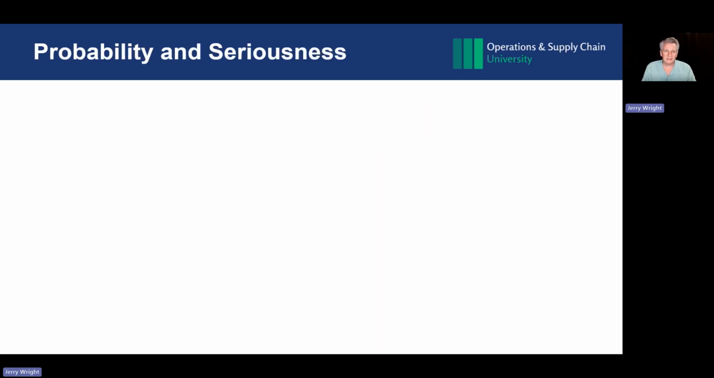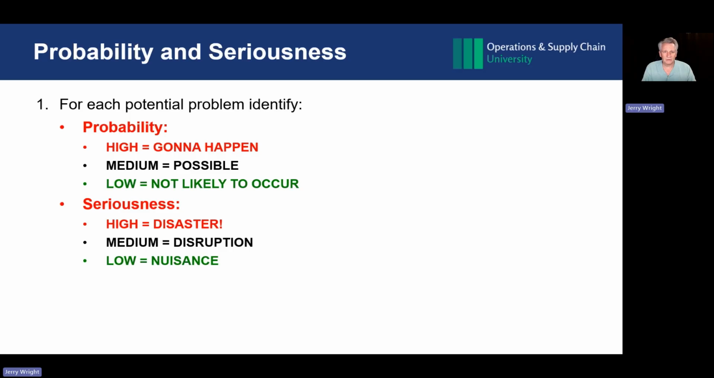So probability and seriousness, I said I wanted to cover this, so let's look at this in more detail. For each potential problem, we want to identify what's the probability, what's the likelihood something is going to occur. High means it's going to happen. It's very high, more than 50%. Medium means it's possible, probably less than 50%. Low means not likely to occur, probably like 10 or 15%, pretty low.